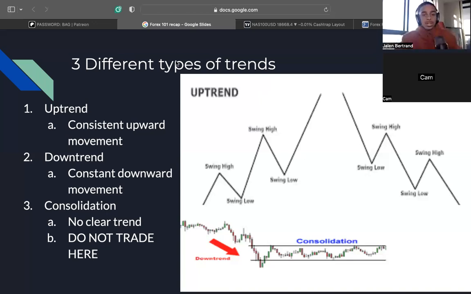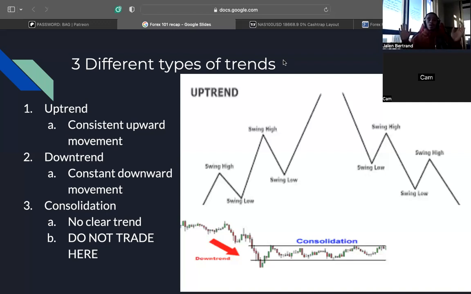And then we have downtrends, which is the opposite, consistent downward movement of the market. That means we're looking for sells. We're expecting whatever we're trading to decrease in value. That's where you get the term bearish market from. Bear is down. And then consolidation is literally just do not trade. We'll just look at it, sit back, relax, and that's all.